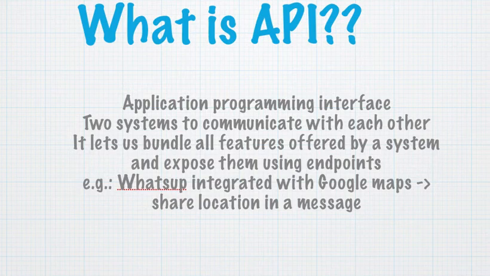For instance, in our web application, we know client server architecture, correct? So we have a client which makes a request to a server and gets back a response. Similar lines, we have API. A system can actually expose its services so that other systems can consume it. A simple example is WhatsApp, which is integrated with Google Maps. So we can easily share our location in a message.